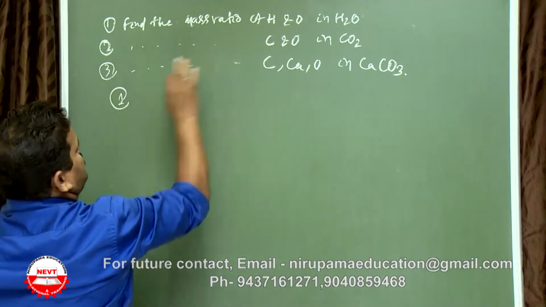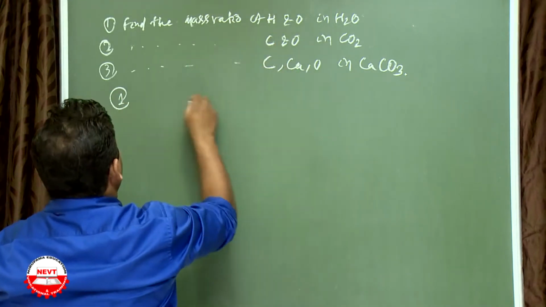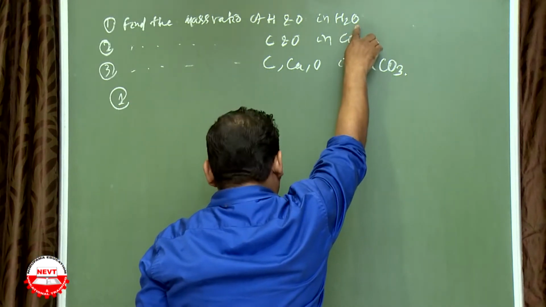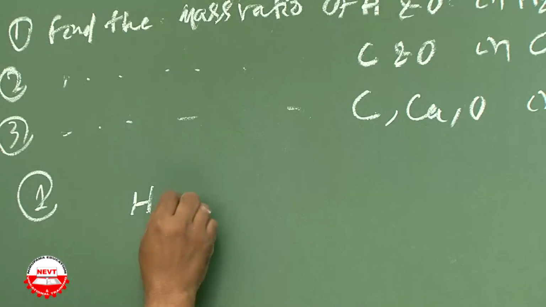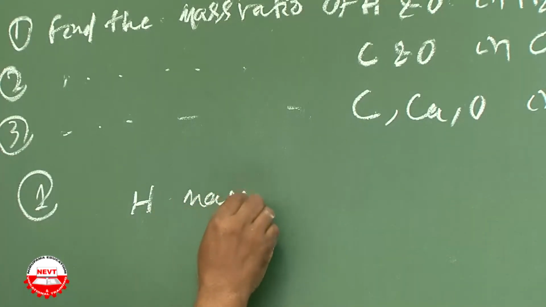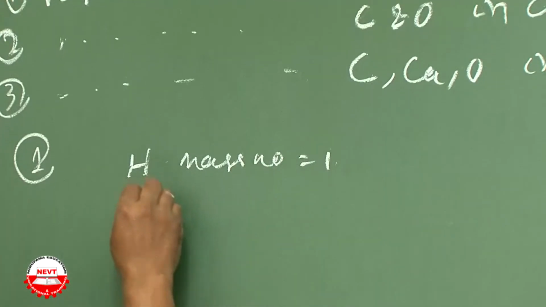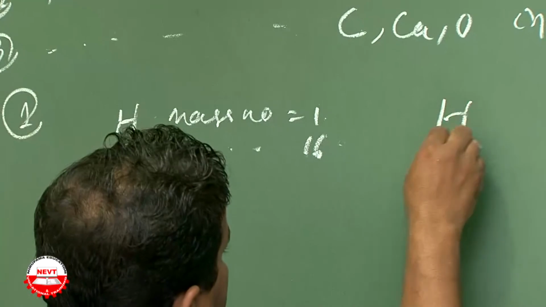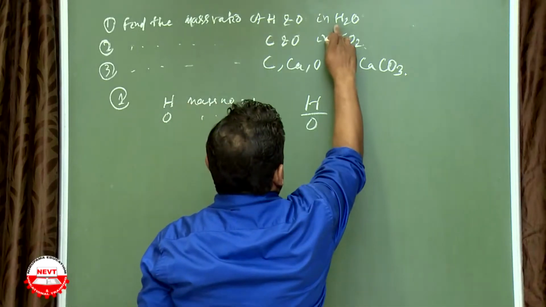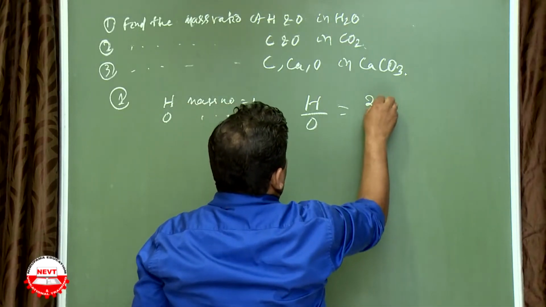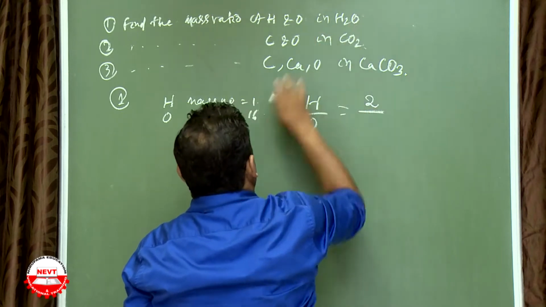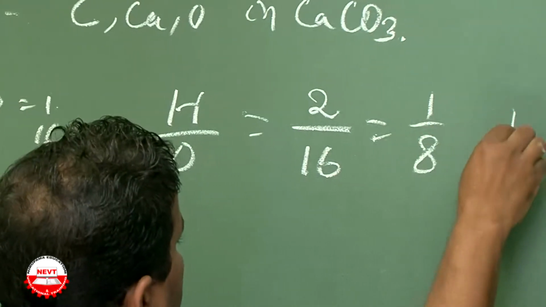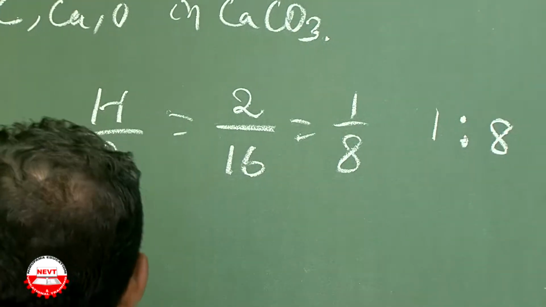Number 1, mass ratio of hydrogen and oxygen. You know that the mass of hydrogen is 1, the mass of oxygen is 16. So H is to O is equal to, how many hydrogen are there? 2, by oxygen mass 16, and 1 oxygen is there, so 2 is to 16, that is 1 by 8, or 1 is to 8.